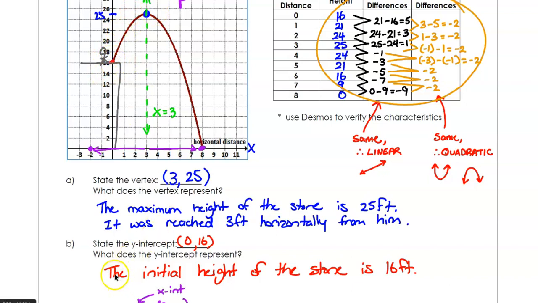And that's how we decode the y-intercept into how we reference it in terms of what the question is talking about. So the question is talking about stones, and that's why instead of saying y-intercept, we actually mean the initial height of the stone. Okay.